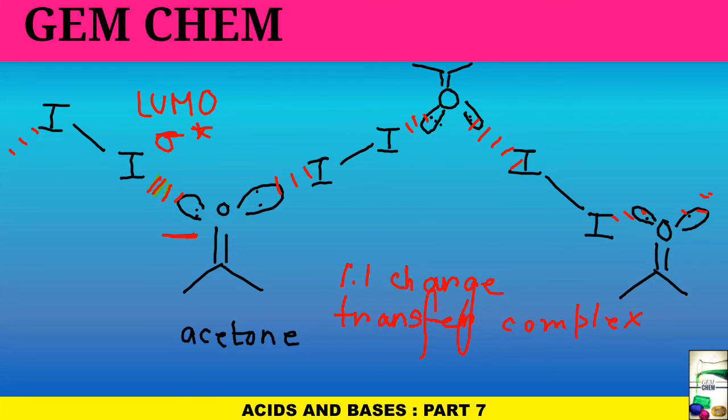Since iodine is accepting electron density, it will behave as Lewis acid, and it is due to this formation of the 1:1 charge transfer complex that the color of iodine appears to be brown in presence of donor solvents. So iodine color appears to be brown in presence of these donor solvents. Color changes due to the formation of this charge transfer complex.